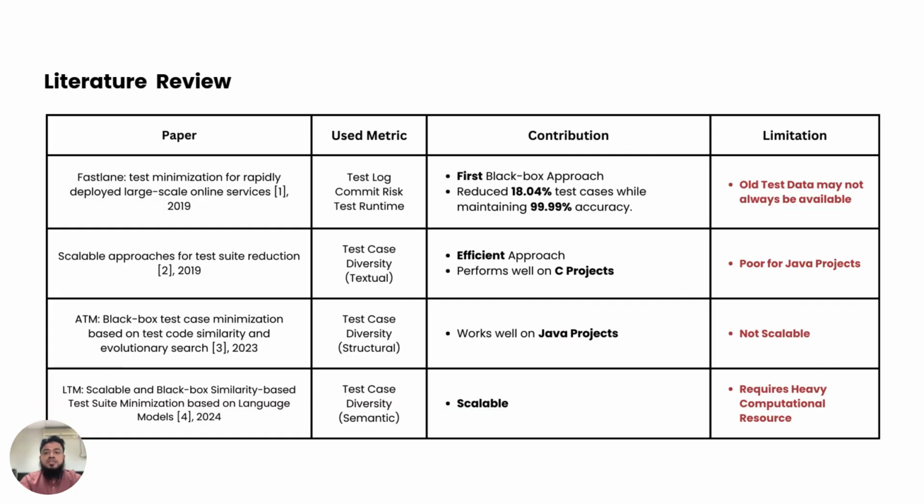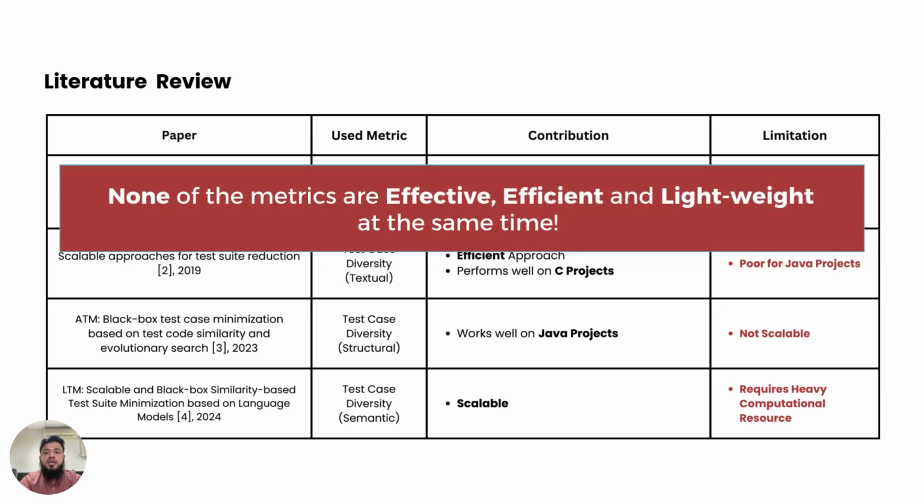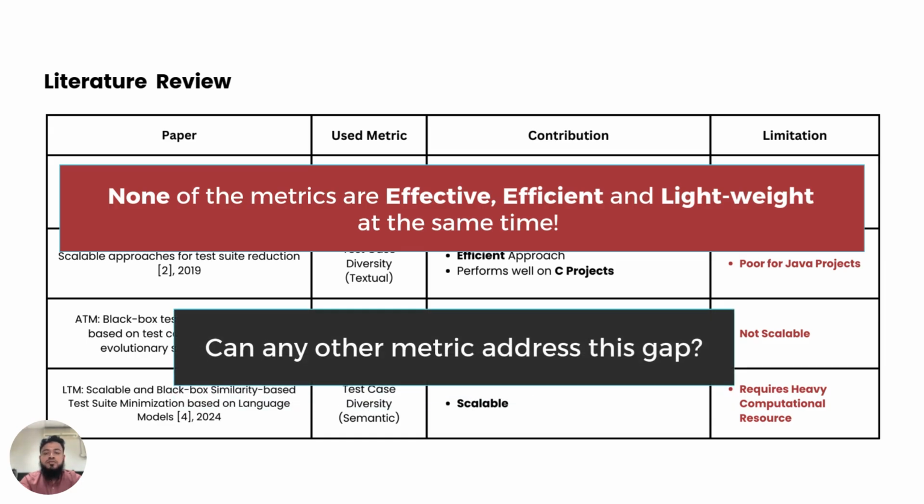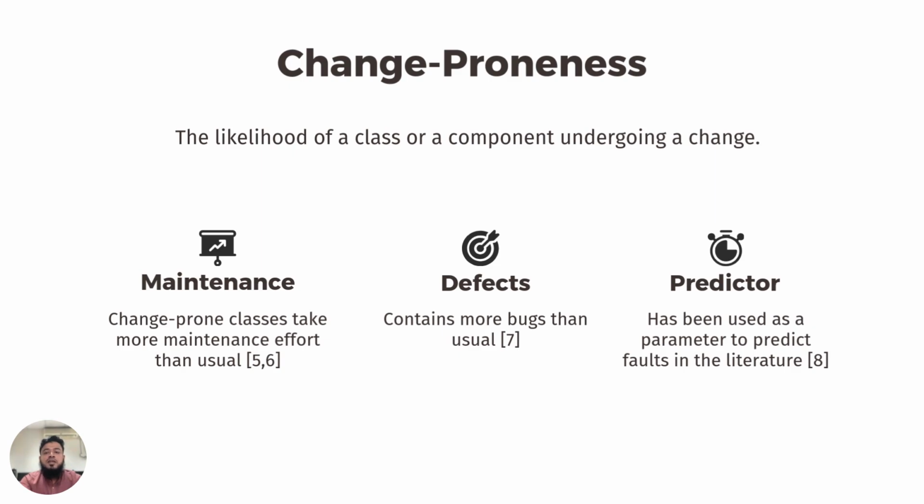Existing black box approaches utilize test log, textual diversity, structural diversity, and semantic diversity as metric. But none of them are effective, efficient, and lightweight at the same time. Can any other metric address this gap? Change proneness comes here. Change proneness is the likelihood of a class undergoing a change.